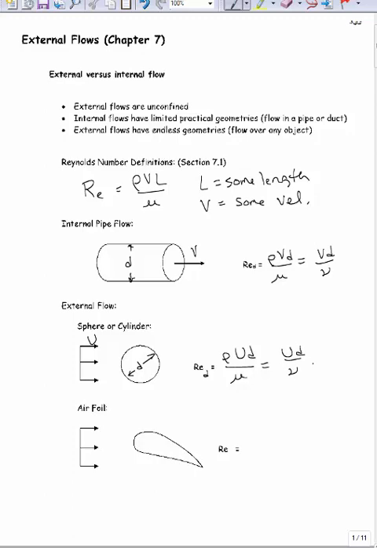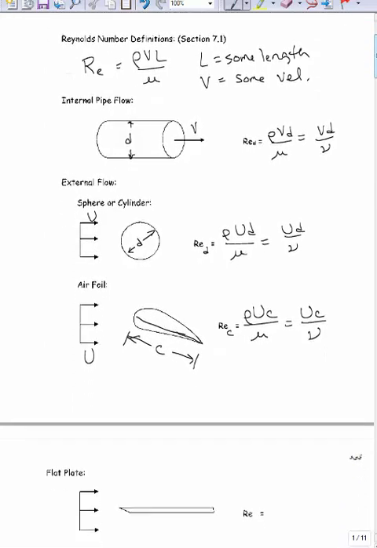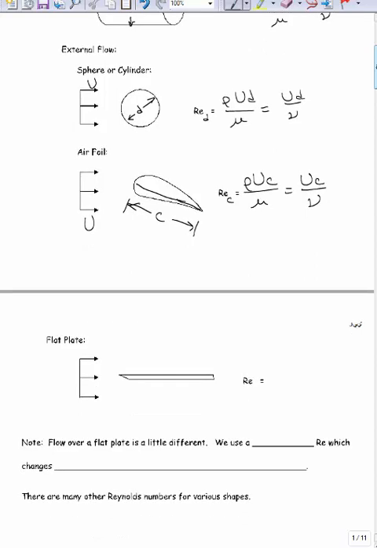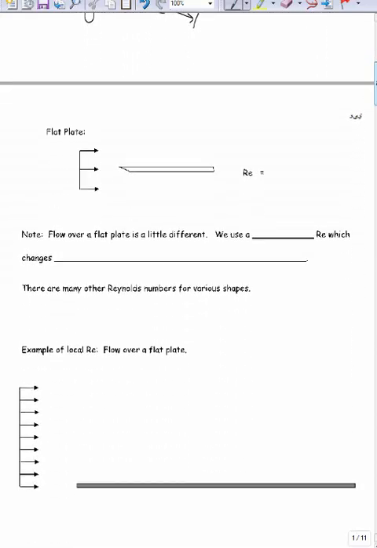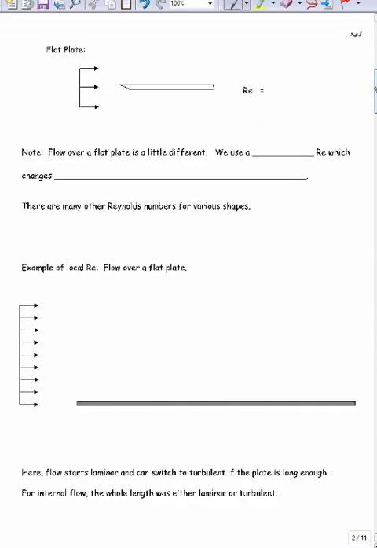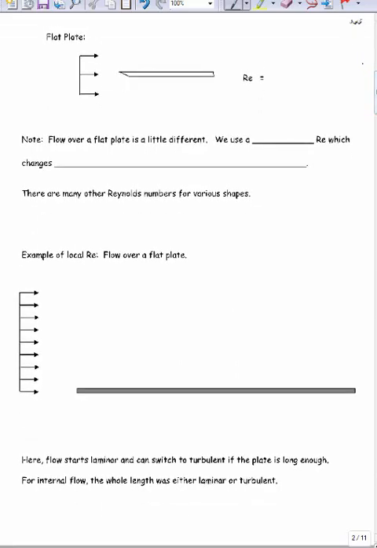An airfoil isn't round, so we can't use diameter. What we normally use for an airfoil as our characteristic length is the chord length. So we'd have Re_C, rho U C over mu, or U C over nu. So Reynolds number depends on the geometry, what your characteristic length is, and also on what your characteristic velocity is. For external flow, it's normally the incoming flow, the outer flow before it gets to the object.